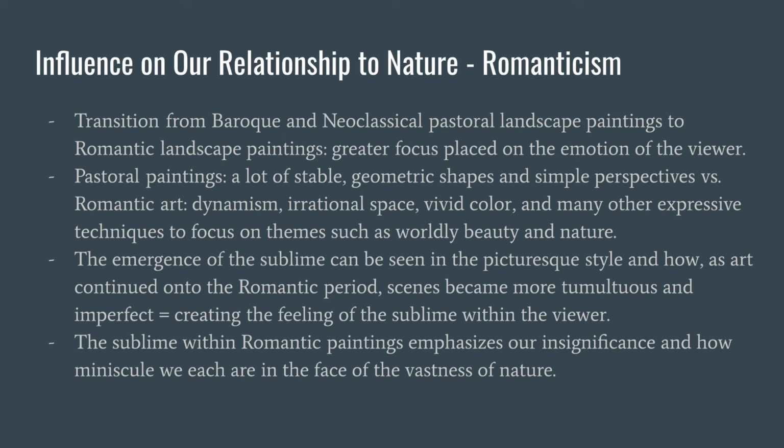Romantic art uses dynamism, irrational space, vivid color, and many other expressive techniques to focus on themes such as worldly beauty and nature. The emergence of the sublime can be seen in the picturesque style and how, as art continued on to the Romantic period, scenes became more tumultuous and imperfect. These scenes, showing the dynamism and vastness of nature, create the feeling of the sublime within the viewer. The sublime within Romantic paintings emphasizes our insignificance and how minuscule we are in the face of the vastness of nature.